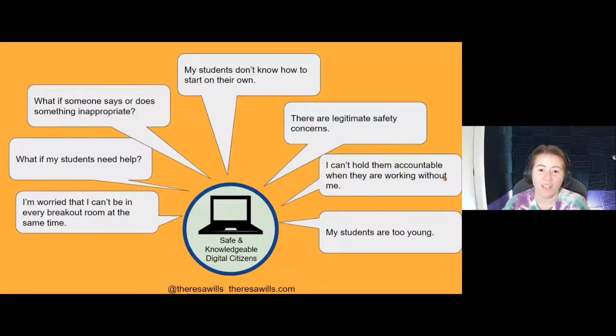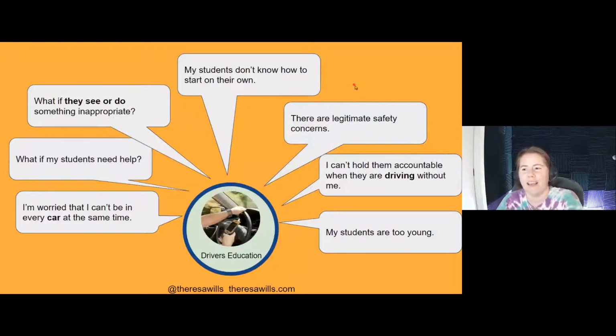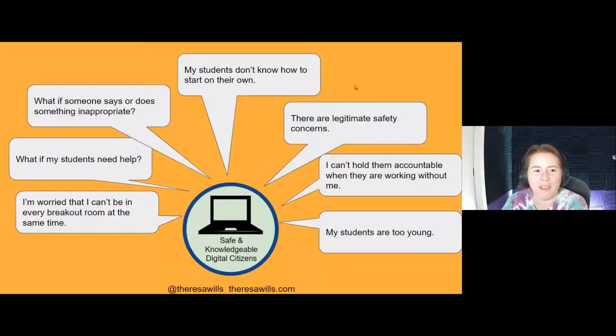These are all legitimate concerns and questions, and they're very important when thinking about our goal of making safe and knowledgeable digital citizens. But let's make an analogy to something else that might have legitimate safety concerns. How many of you work in a school where they teach driver's ed behind the wheel? These concerns that I listed before have only been changed slightly with the bold words. So I'll move back and forth between them.